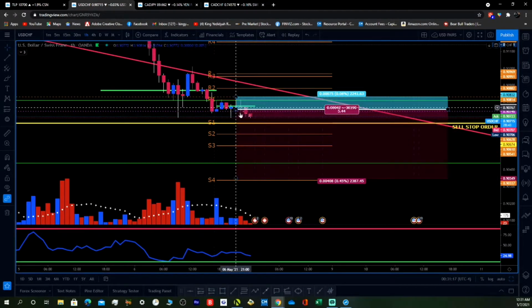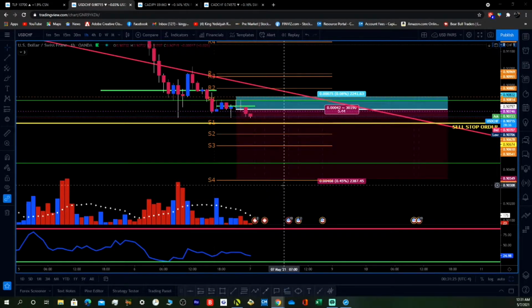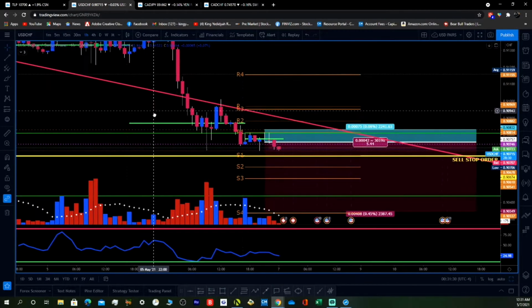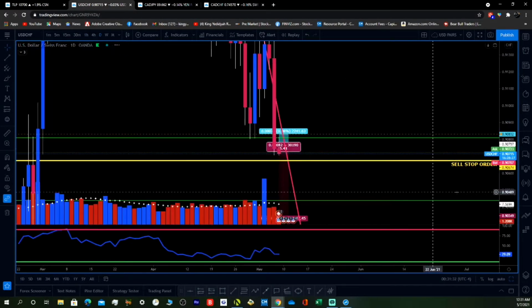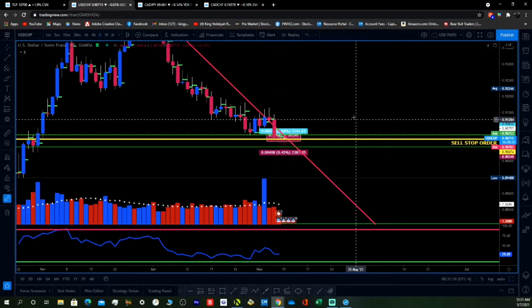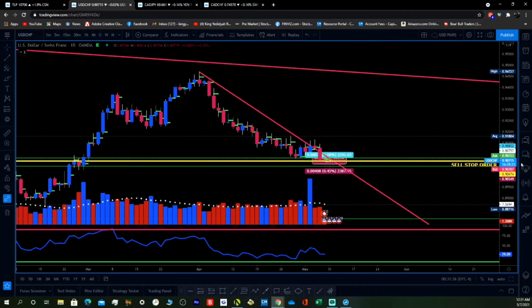So I think this trade is going to work out, because all the fundamentals, from previous information, are showing that the dollar is weak, the Swiss franc is strong. So this is actually a continuous move, we're selling off a lot here in this USD Swiss.